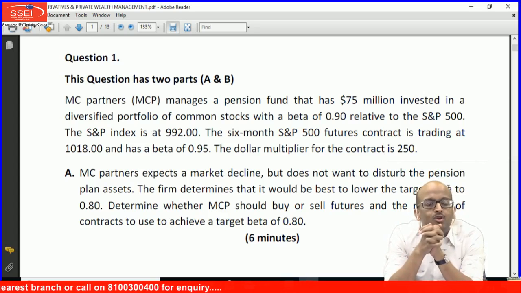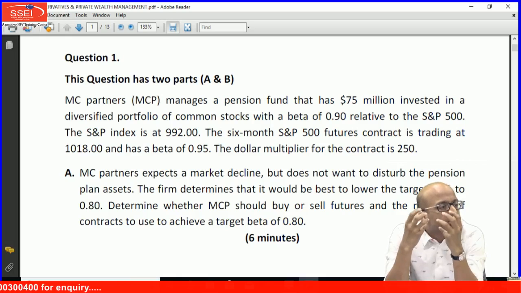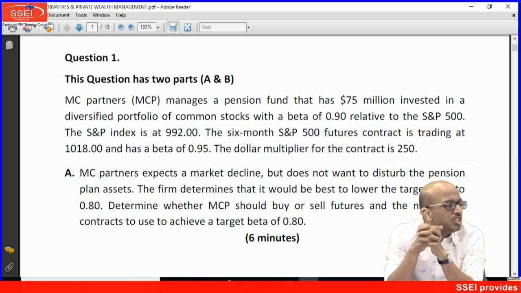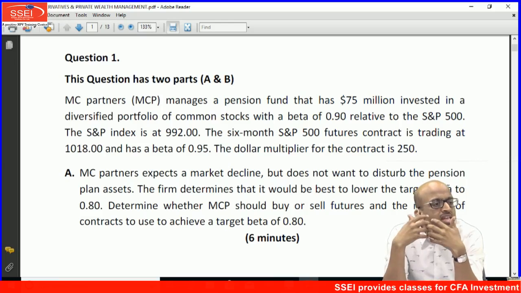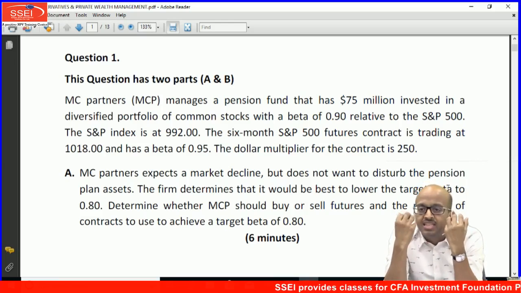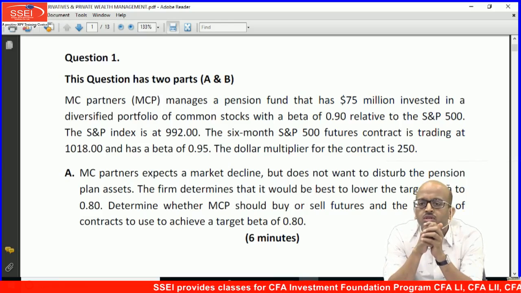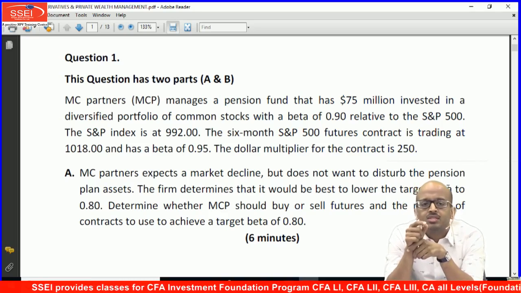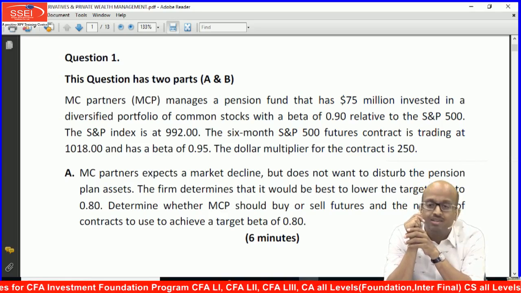In the numerator, you have to take the exposure which is supposed to be killed, what you're wanting to hedge. In the denominator, you have to take what is the hedging tool. When you keep on thinking about the formula in different ways, it gets internalized. Okay, what are you wanting to hedge? Sir, 75 into 0.9. And what is the hedging tool? Sir, 1018 into 250 into 0.95.